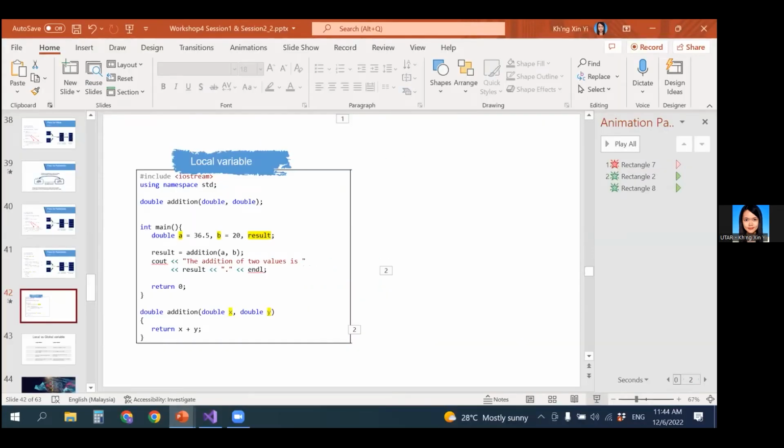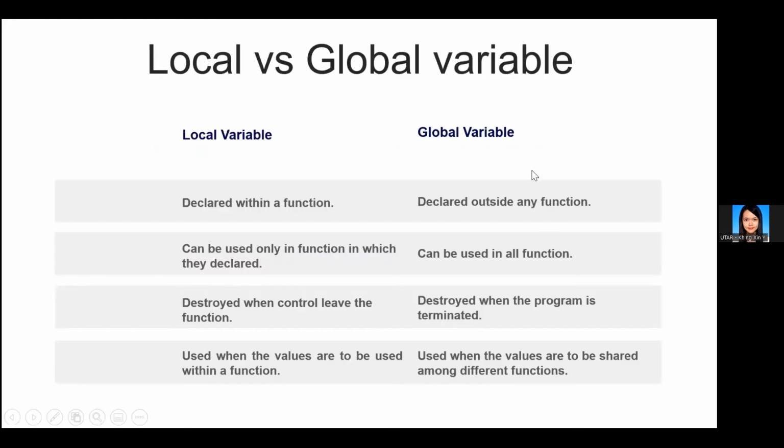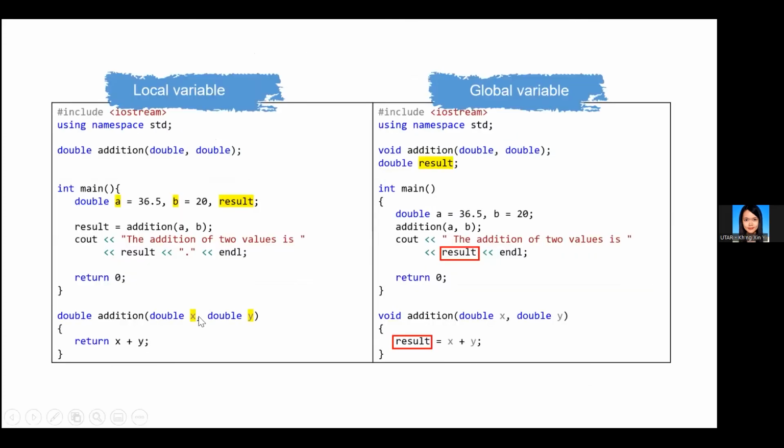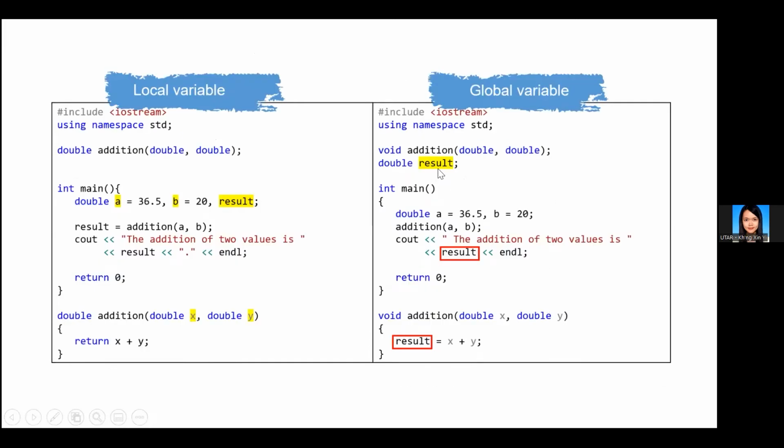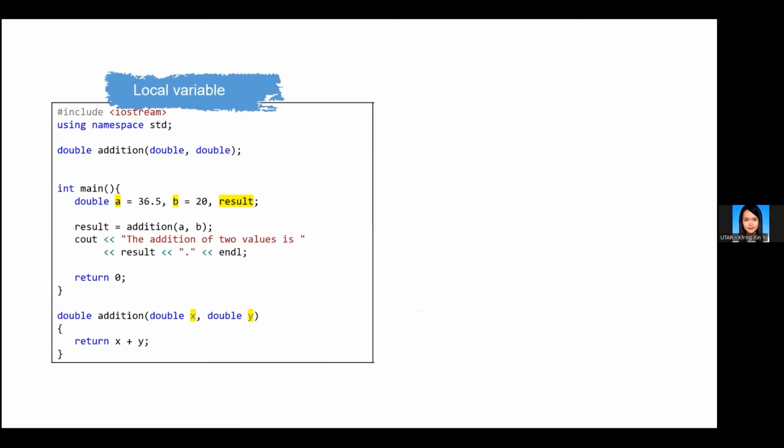Then we're back to our slide here. So this is the difference between local and global variable for the first, second, and the last points I have discussed just now. I'm going to talk about the third point here. For the third point, a local variable is destroyed when control leaves the function, which means that if your function has finished processing the job here, then the x and y variables will be destroyed. Okay, and then for a global variable, it is destroyed when the program is terminated. So if you have declared the result as a global variable, only when you terminate the whole program, then the variable is going to be destroyed. All right. So that's the difference between the local and global variable.